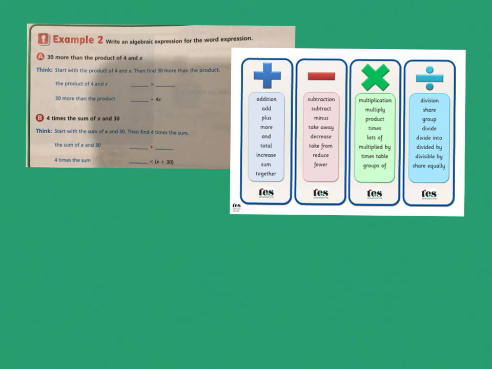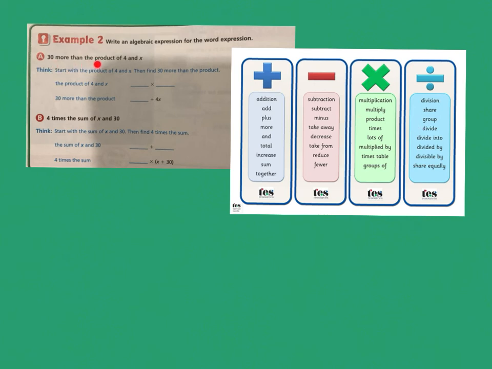Okay, and I just Googled operation words, math operation words or something like that. And I got all kinds of images like that. These are addition words, subtraction words, multiplication words, division words. This helps with this sort of thing in the event that you don't have these memorized.